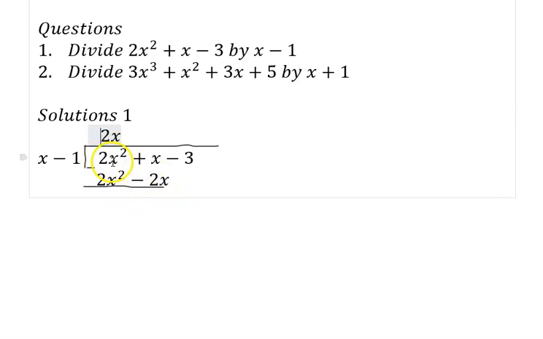2x squared minus 2x squared. That one is 0. That one has gone. Now we move to this one. x minus 2x. This minus and minus will result to plus.